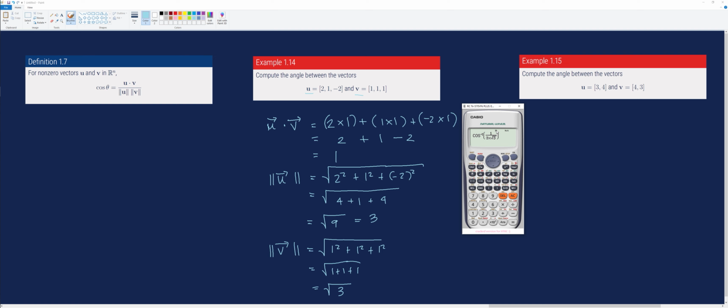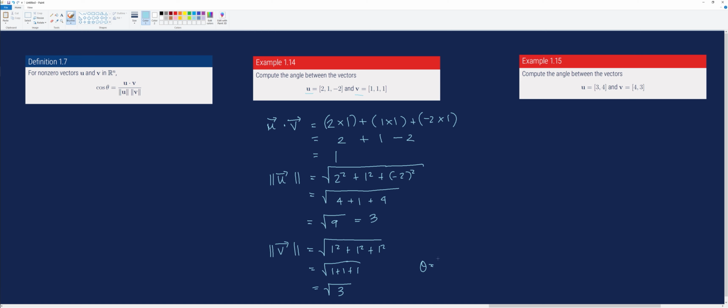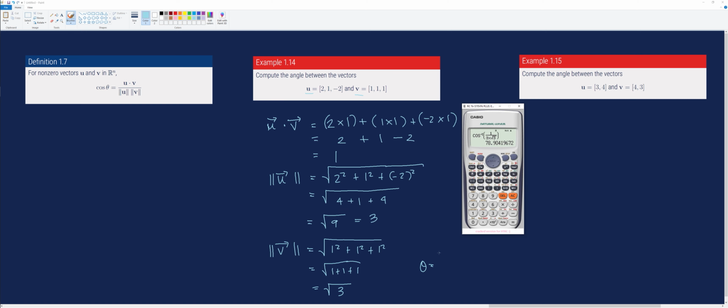Make sure that your calculator is in degree format, because if this one is in radian, we will have a different result. Press equal sign and you will have the result, which is theta is equal to around 78.90 degrees.